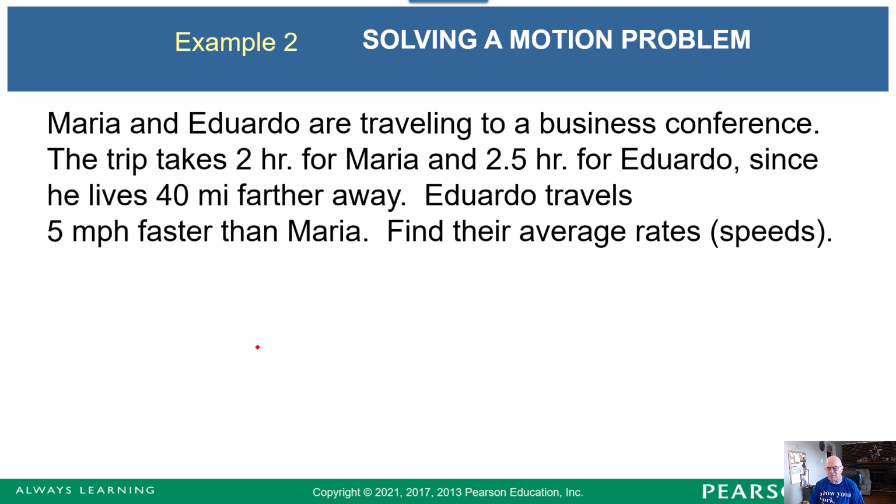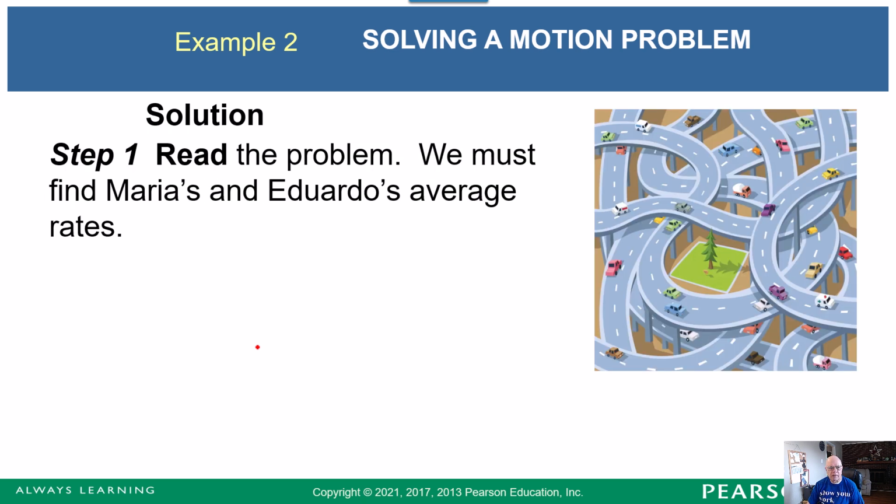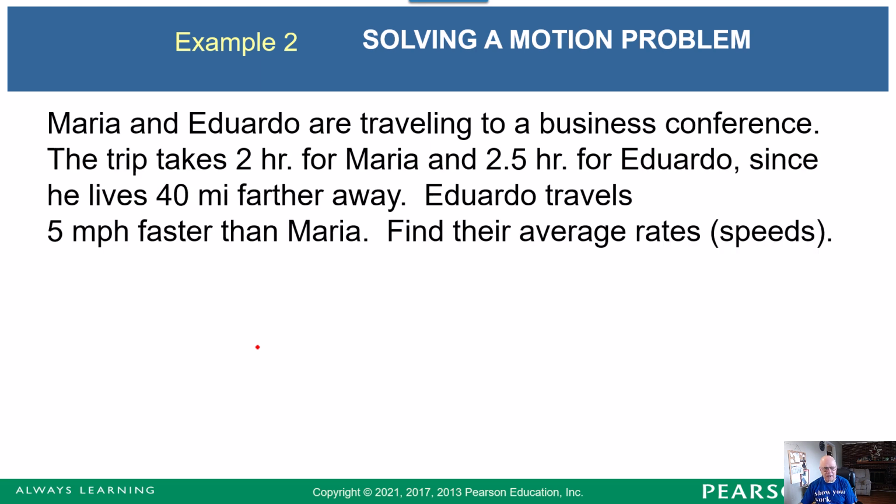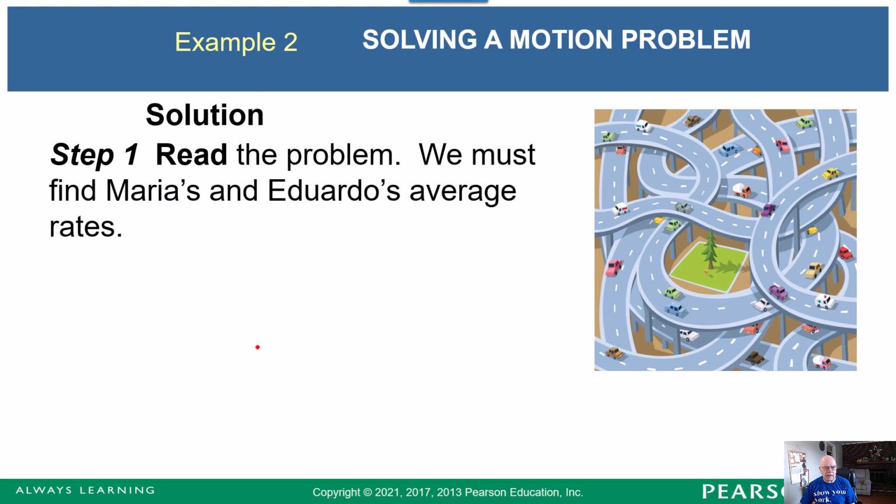Speeds and rates represent the same thing. It's not always miles per hour. It could be light bulbs per hour that you're making. It could be lots of different things. So they're rates, their speeds. So first of all, read the problem. Go back if you need to, or pause it. We want to find Maria and Eduardo's average rates.